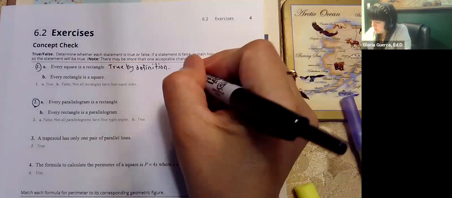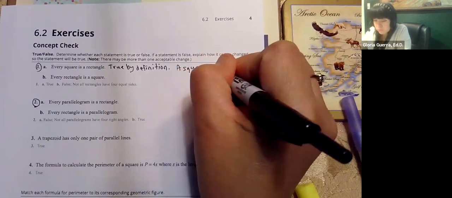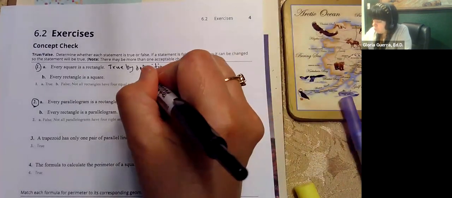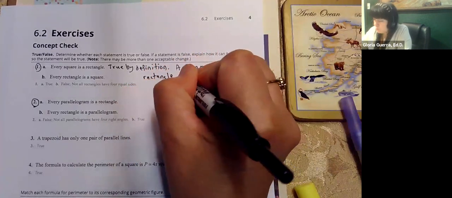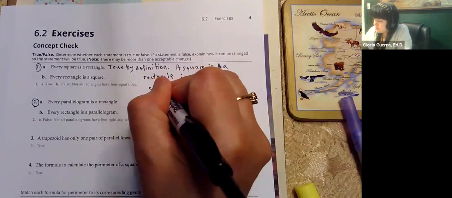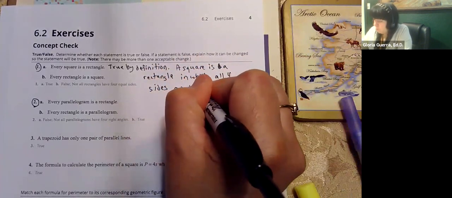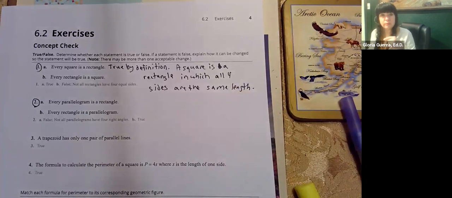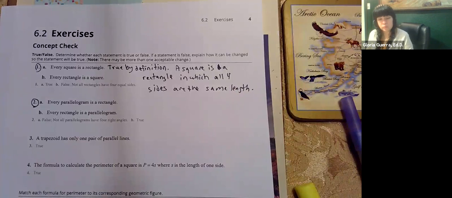So the definition says this, that a square is a rectangle in which all 4 sides are the same length. Yeah, and so that's why we say every square is a rectangle, because it's in our definition. A square is a rectangle in which all 4 sides are the same length.